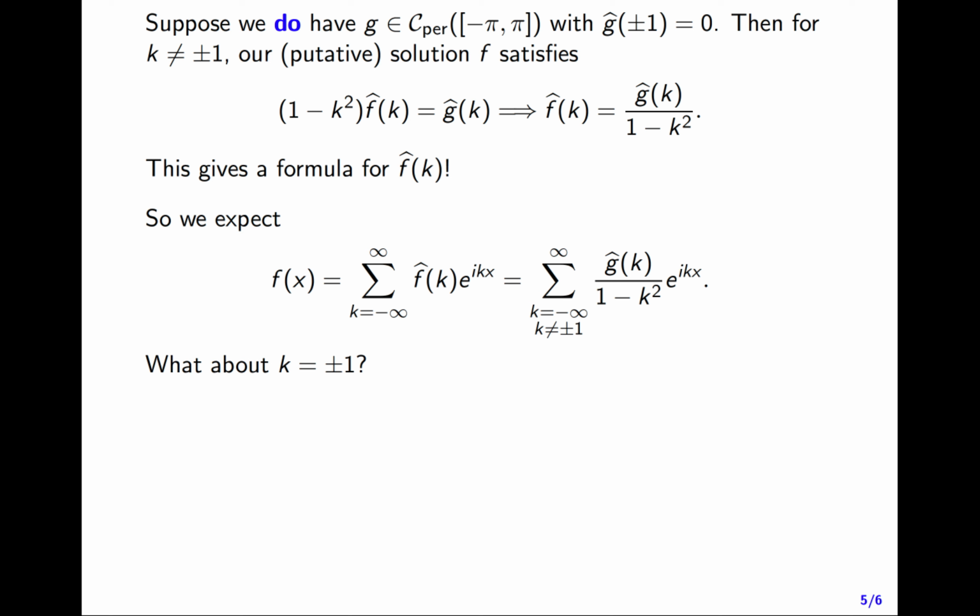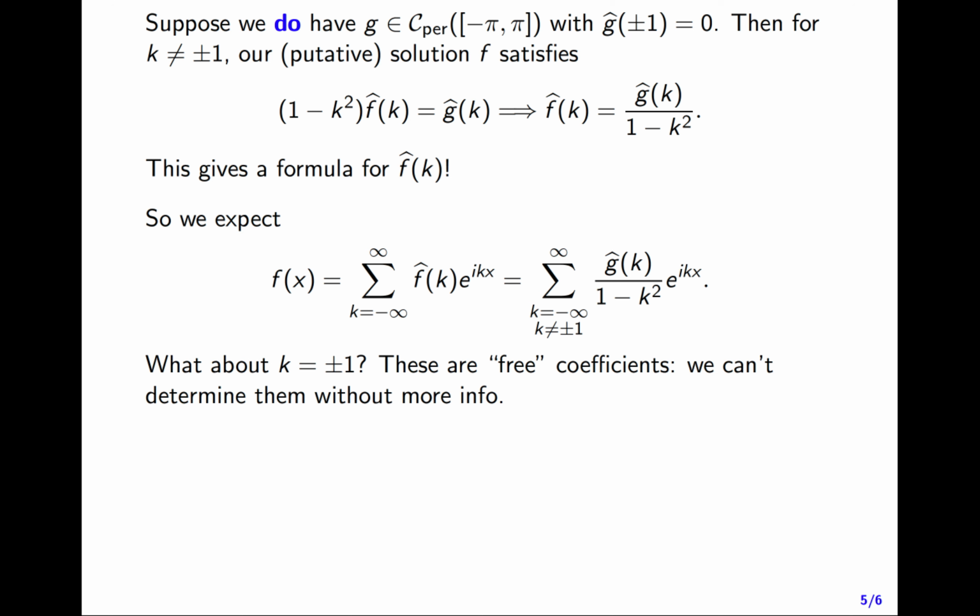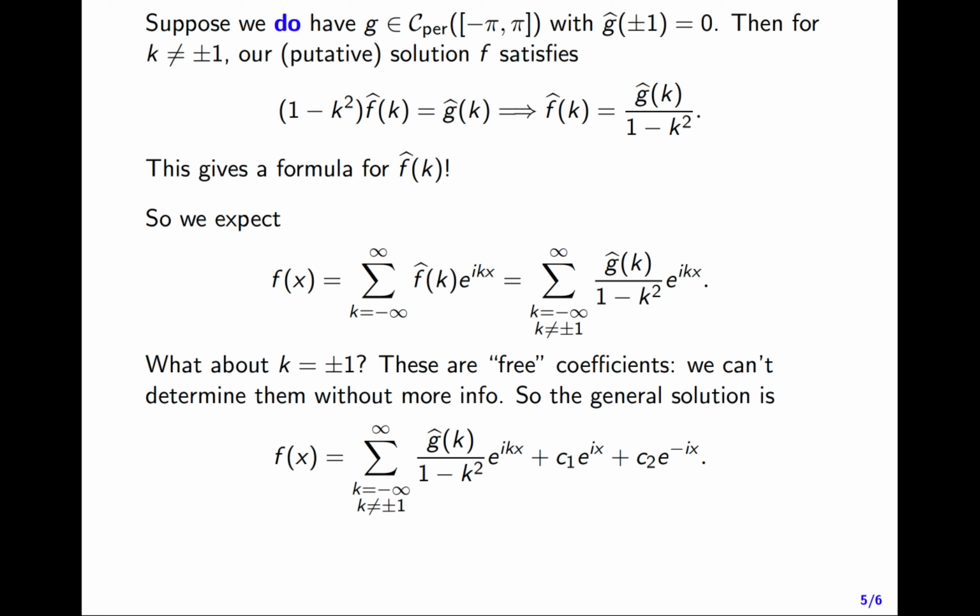Now, what happens at k equals plus or minus 1? I've excluded them from the sum for good reason, to avoid dividing by 0. Well, they're free coefficients. We can't determine what happens at k equals plus or minus 1 without more information in the problem, maybe some initial conditions. So a more general solution to our problem would be the sum from k equals minus infinity to infinity, excluding k equals plus or minus 1, of g hat of k over 1 minus k squared times e to the ikx, plus an arbitrary constant c1 times e to the ix, plus an arbitrary constant c2 times e to the minus ix.